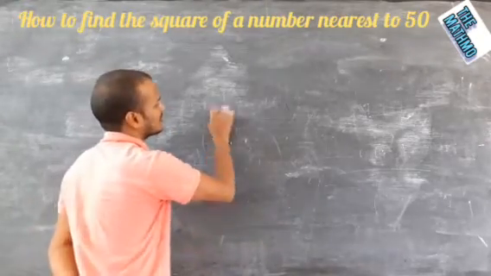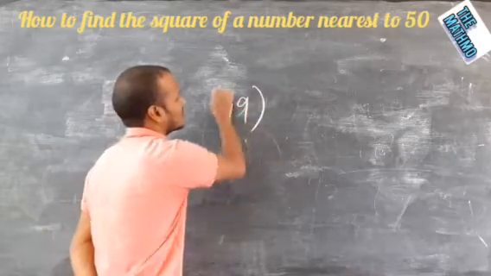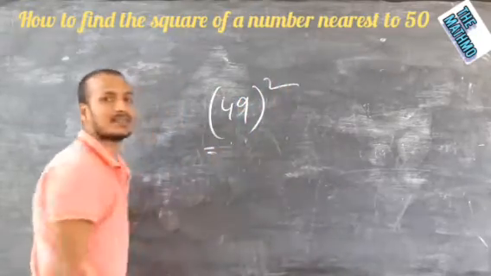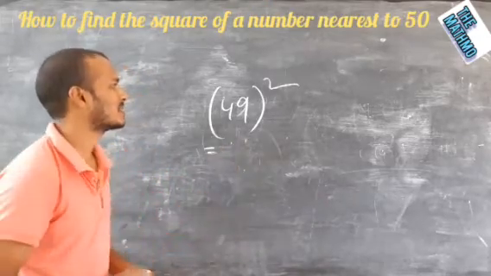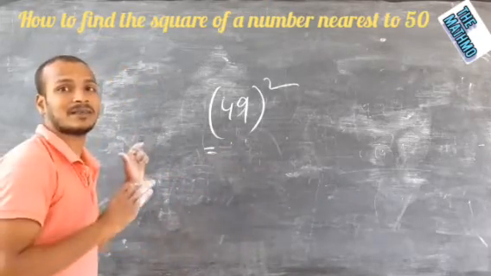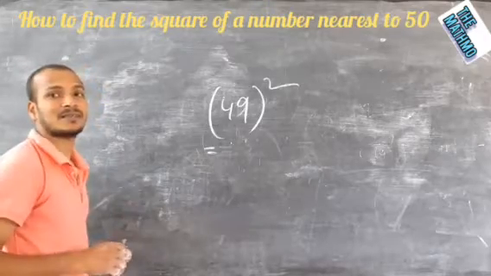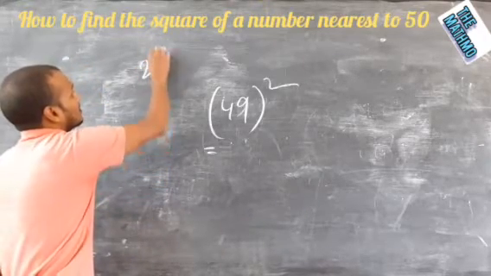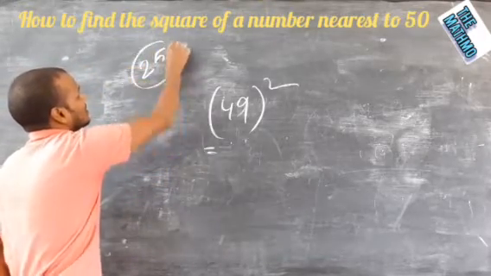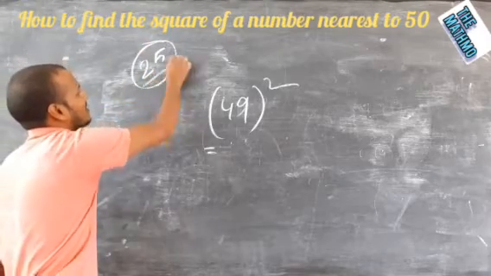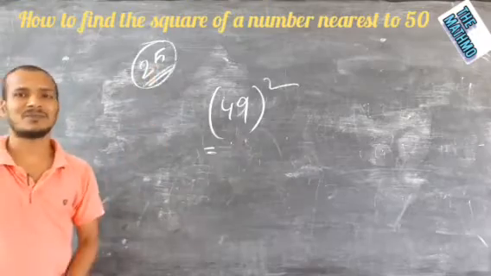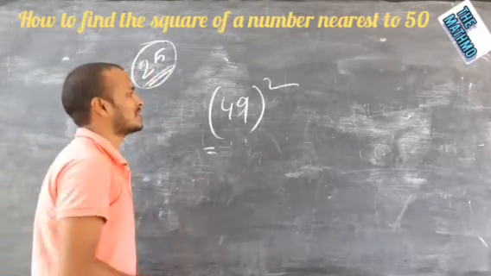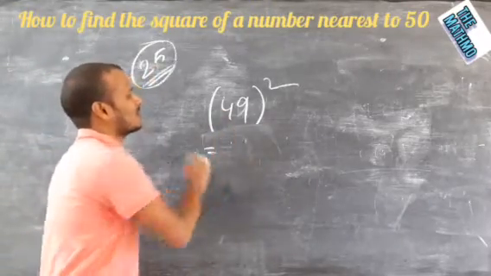So now we'll see how to find the square of a number which is nearest to 50. Let us take an example. Suppose 49 square. So how to find that? When the number is nearest to 50, you just take a base. It is 50. When it is nearest to 50, you keep this 25 in your mind.